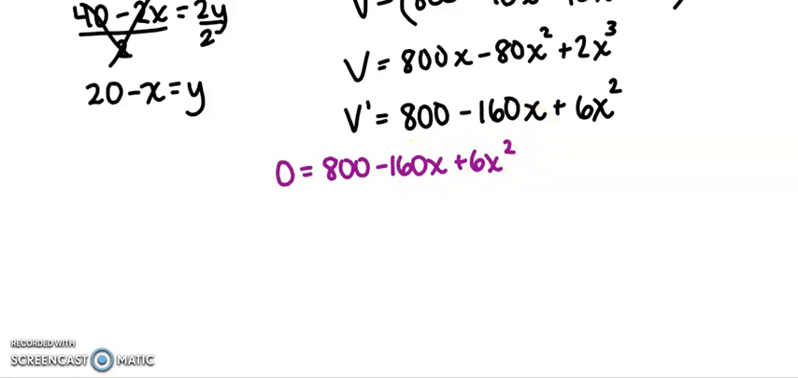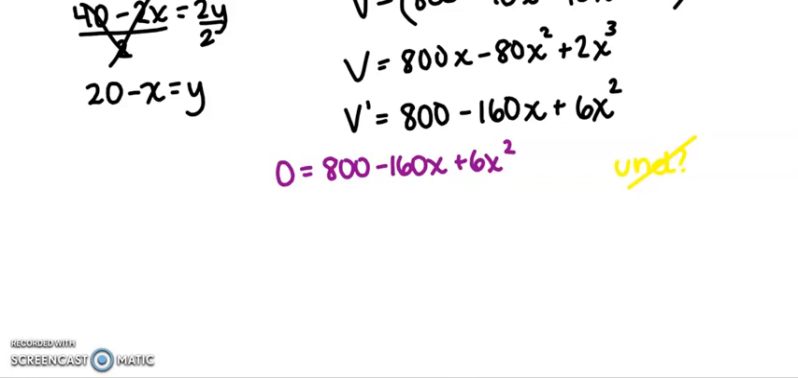I'm also going to consider where this derivative may have been undefined. And the thing is, it won't be undefined because it's just a nice polynomial. Okay, well, to solve this, I could do some factoring, and this one actually does factor. Or you could also use the quadratic formula. Either one, totally up to you.